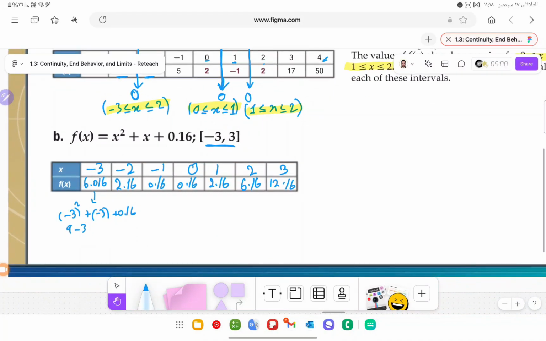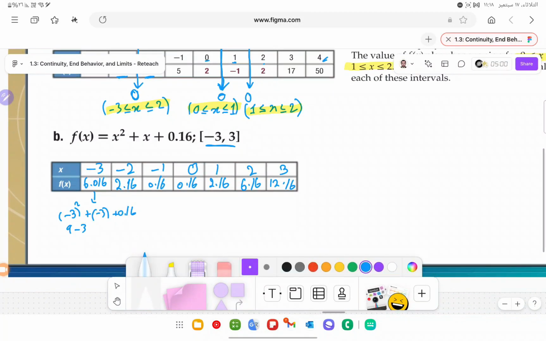So what should I do when I have no negative? Should I write there is no zeros? No, don't try this. There is another rule. When you have two repeated values, for sure there will be a zero between them. Or you have to check at least. So between 0.16 and 0.16 here, they are repeated. So between negative 1 and 0, there will be a zero for sure.